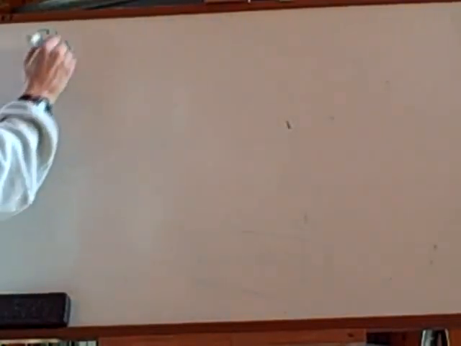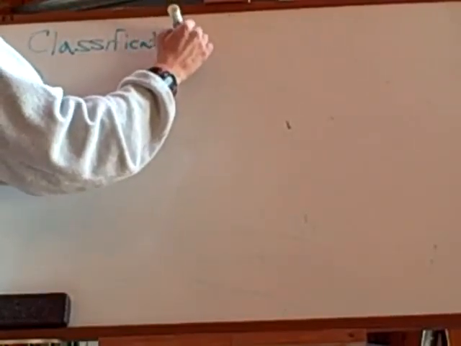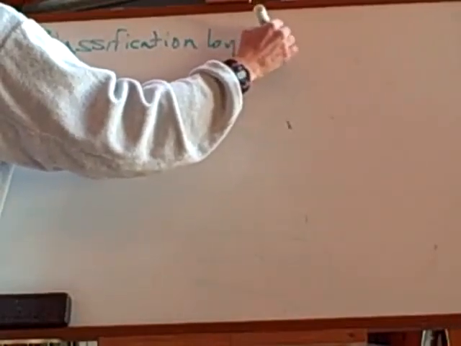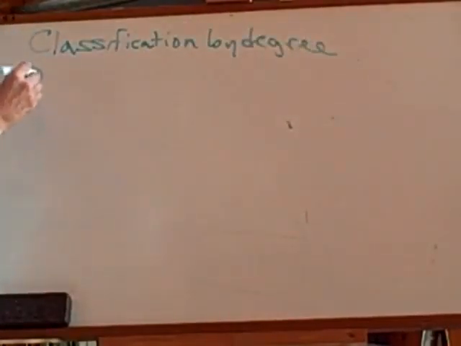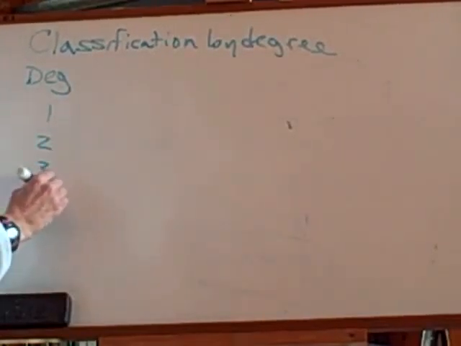All right, we're looking at the polynomials, at the top of page 2. We're talking classification by degree. That's supposed to read classification by degree. This doesn't mean Bachelor of Arts or any of that. Degree, here's 1, 2, 3, 4, and 5.